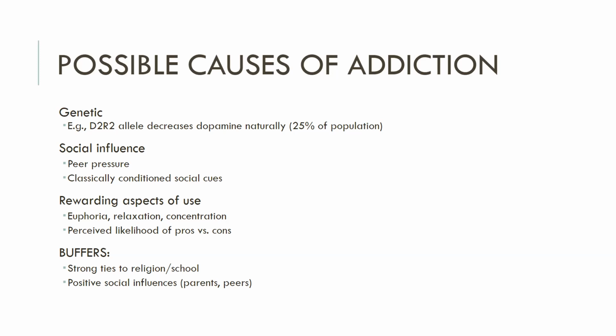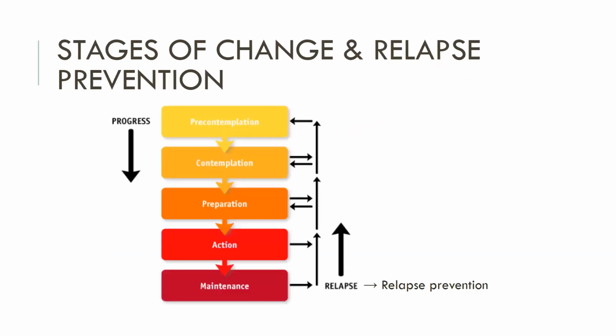There are also some buffers as well that play a role in the likelihood of addiction. Strong ties to social constructs like church, school, things like that, work. These can really help to buffer against addiction. In the same vein, strong positive social influences from parents and peers can also help to buffer against addiction. But negative social influences are, of course, strong enough to counter some of those buffers, as in the peer pressure example.